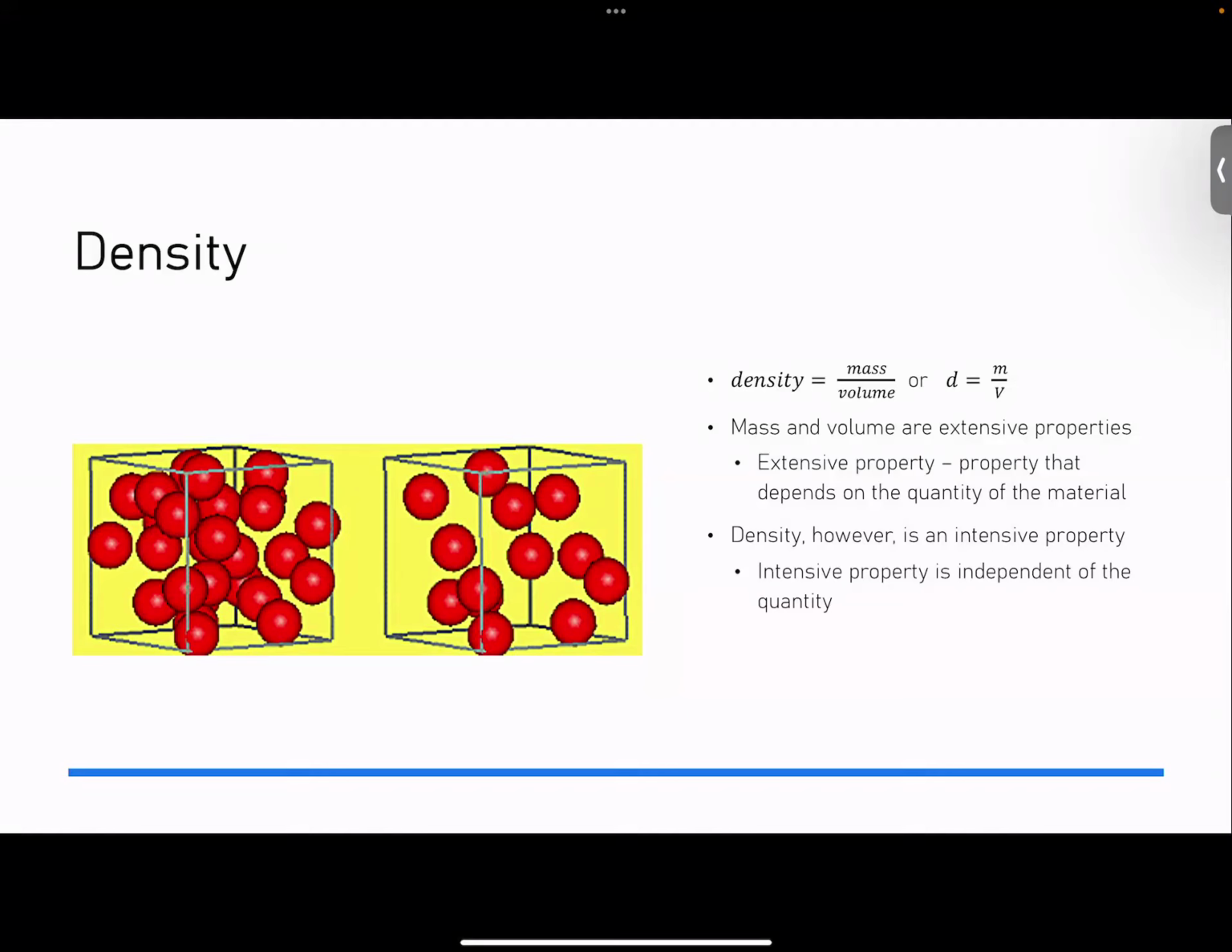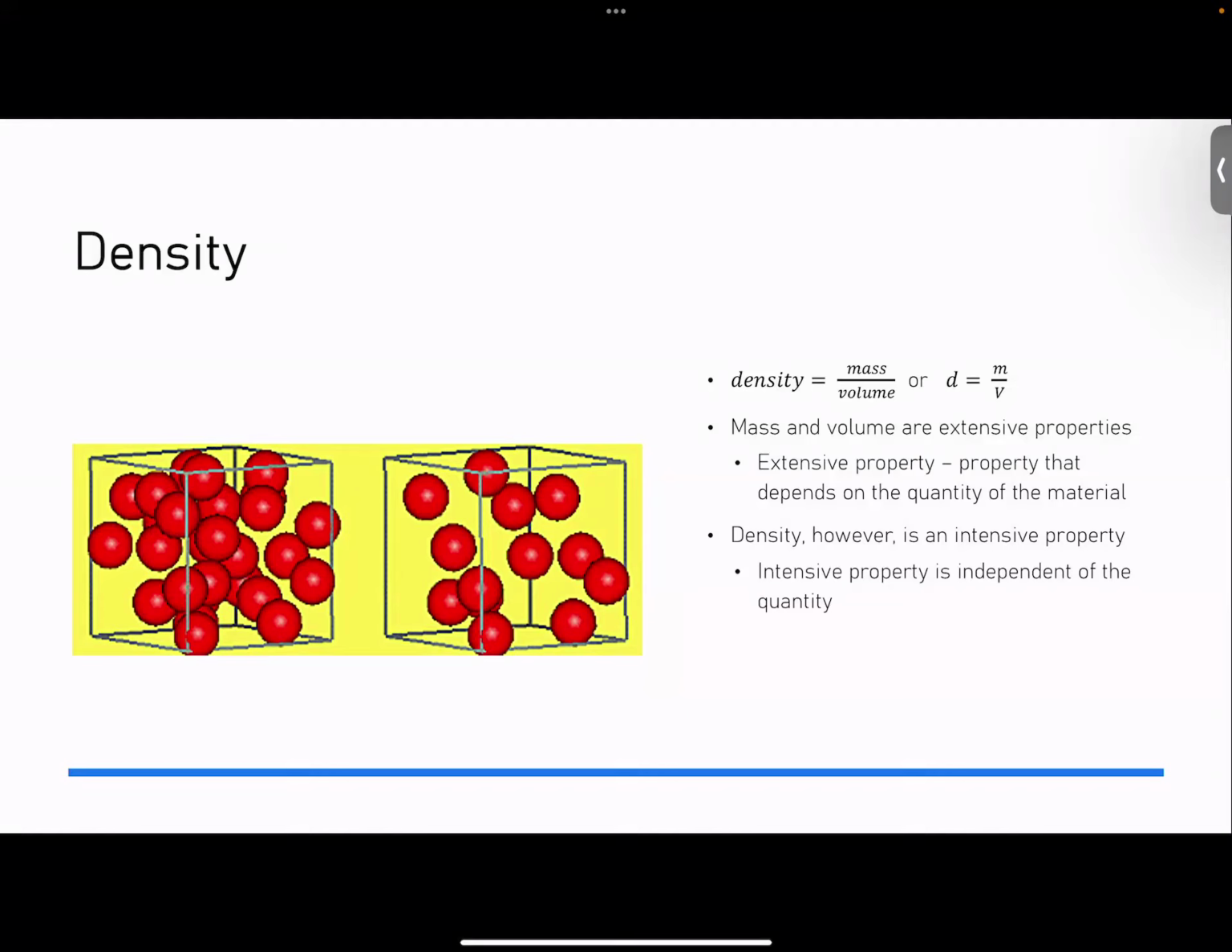But when you put mass divided by volume and you get density, density is an intensive property. An intensive property is one that, the reason it's so useful, is because it is independent of the quantity. What that means is no matter where I go dig up some copper, no matter where I find that copper wire, as long as it's copper, it's going to have the same density.